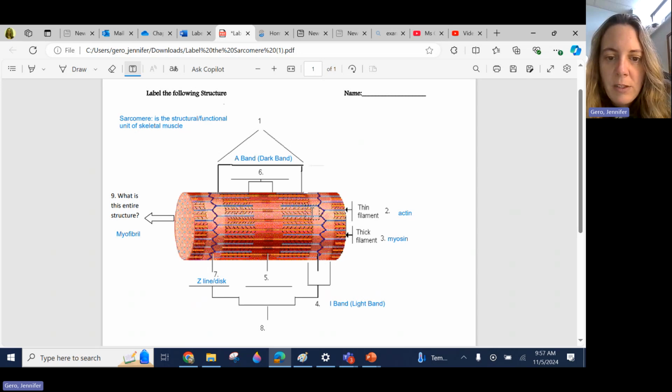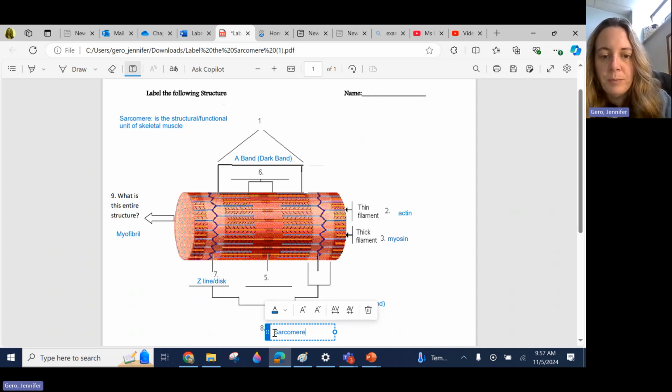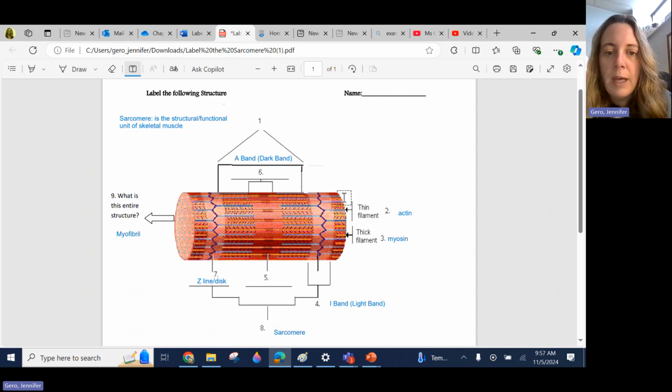Why is it called light? Because there's no myosin here. So there's no thick filament, so it appears lighter. This is the dark band because you have this long continuous thing of myosin, which is the thick filament, which makes it darker. This is how we get the striated appearance in skeletal muscle. So we have a light band, light band. And every sarcomere, which runs from Z disc to Z disc, so I'm going to label number 8 here as a sarcomere, has 2 light bands and 1 dark band.